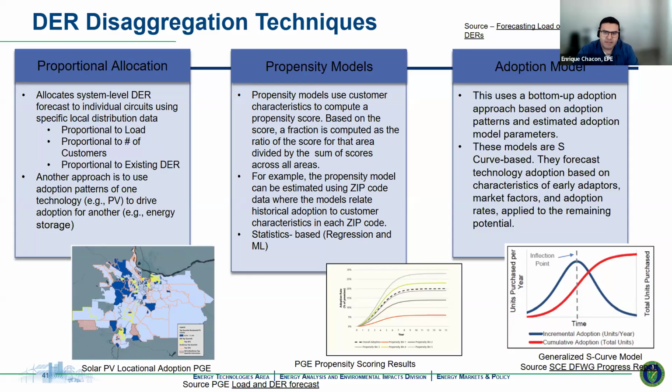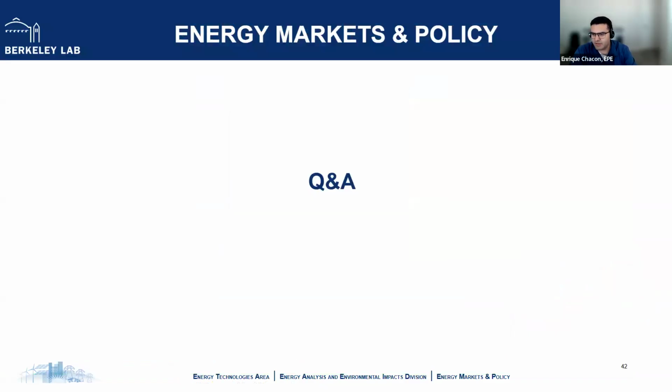The last one here would be the adoption model, which uses the bottom-up adoption approach based on adoption patterns and estimated adoption model parameters. This sort of model is S-curve based, where it forecasts technology adoption based on characteristics of early adopters, market factors, and adoption rates, and it's applied to the remaining potential. That's an overview of the DER disaggregation techniques. Next slide, which I believe takes us to the Q&A section.